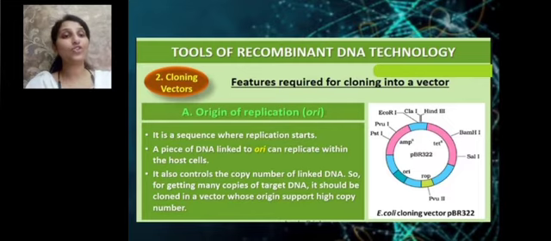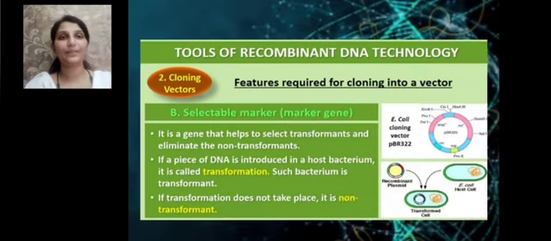It also controls the copy number of the linked DNA. So for getting many copies of the target DNA, it should be cloned into a vector whose origin supports high copy number. So an alien piece of DNA should be linked to a vector which can support greater copy numbers. So it should have an ORI site and the copy number should also be greater.